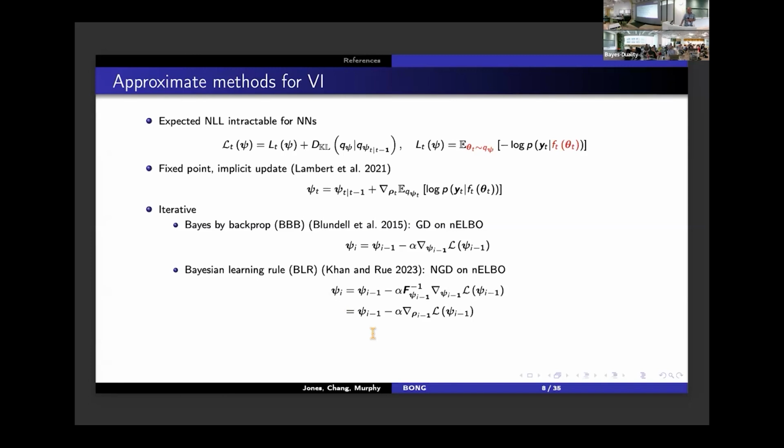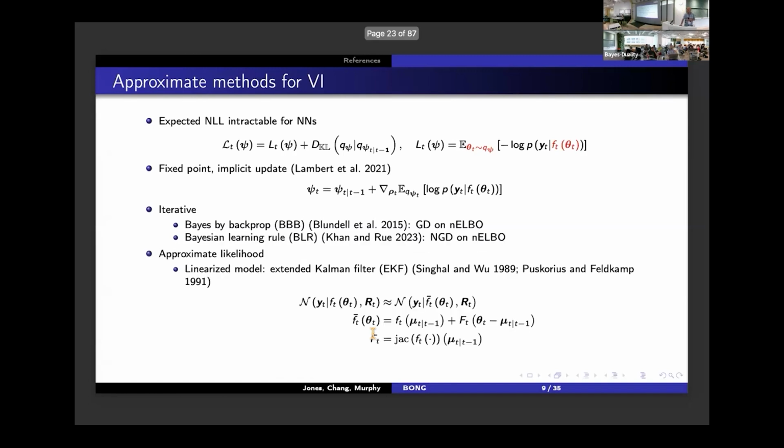Iterative optimization methods, just optimizing the VI loss. And then finally, there's a family of methods based on approximating the likelihood. So instead of using the exact likelihood, P of y given f of theta, which you're getting out of your neural network, we can approximate that in various ways, basically by linearizing it. These are classic methods that date back to the 1960s, but these references are the first ones, I think, to apply them in machine learning and neural networks.